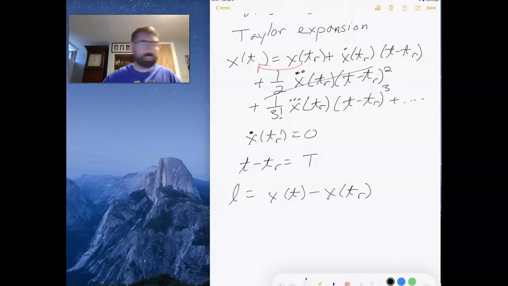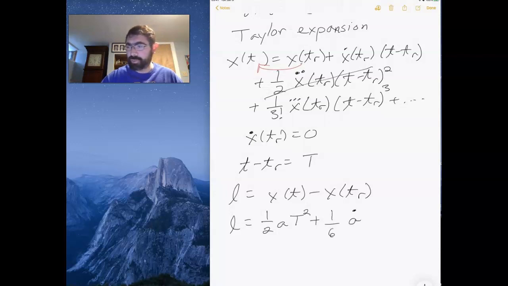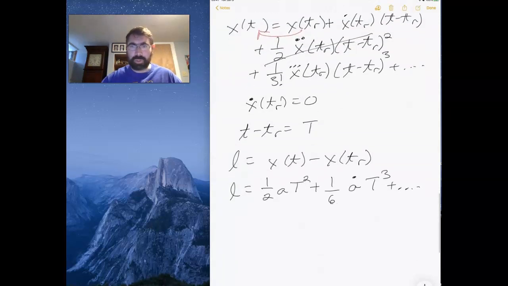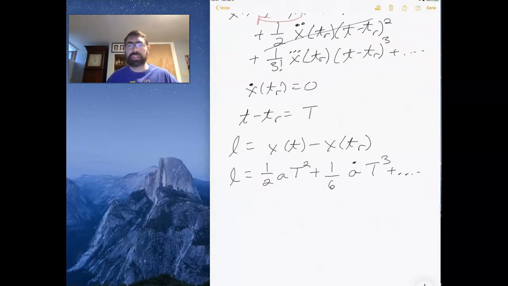Okay, so if I do that, what I am left with then is L is equal to 1/2 a t squared plus 1/6 the first derivative of the acceleration with respect to time, t cubed, plus dot dot dot. Okay. So I think I'm going to stop right here, and then I will finish this derivation in the next video.